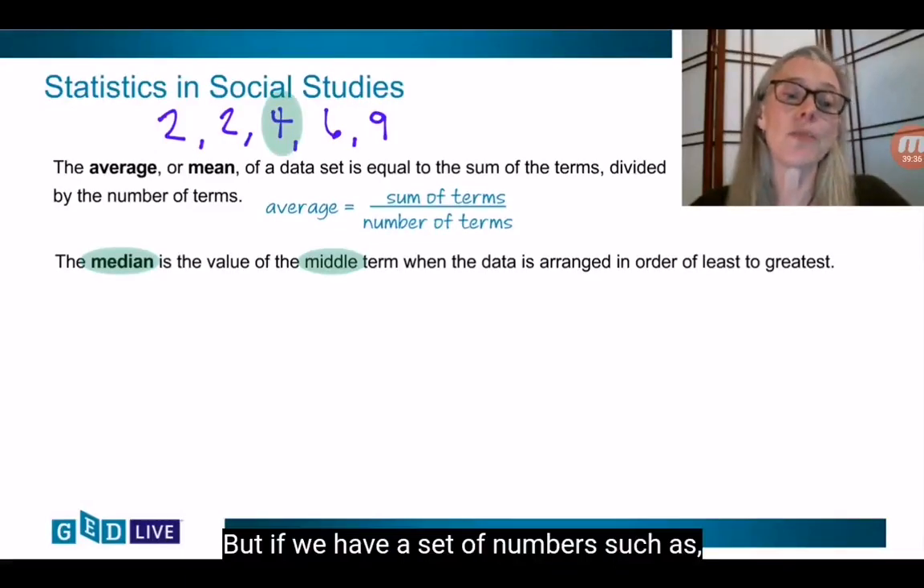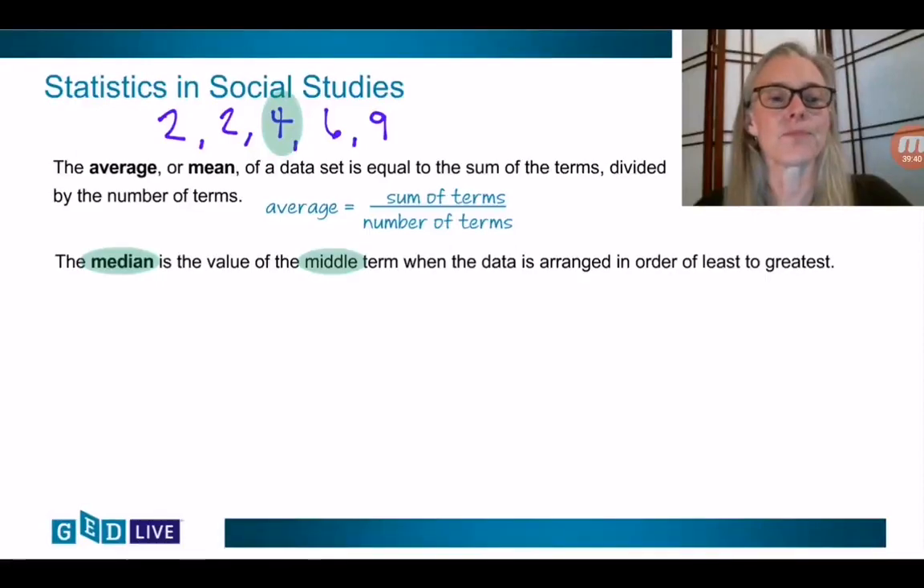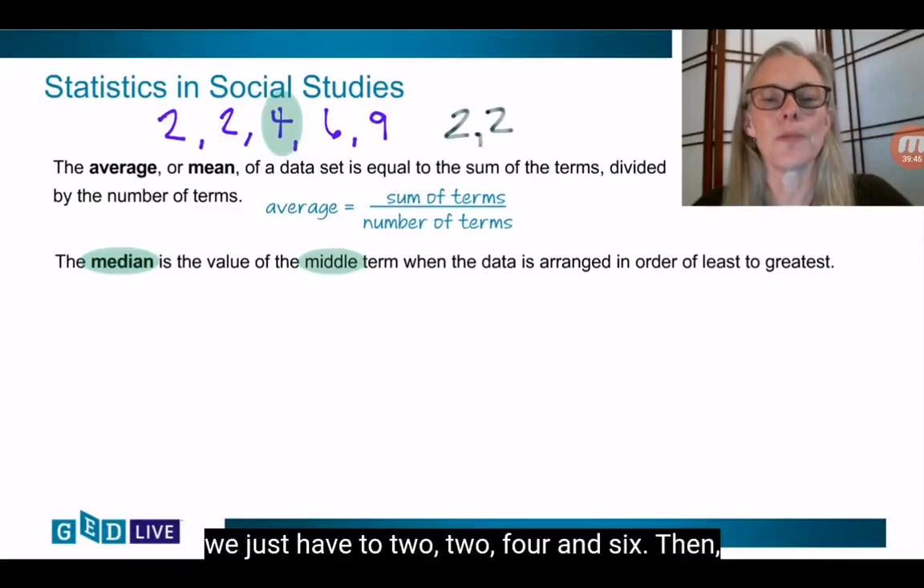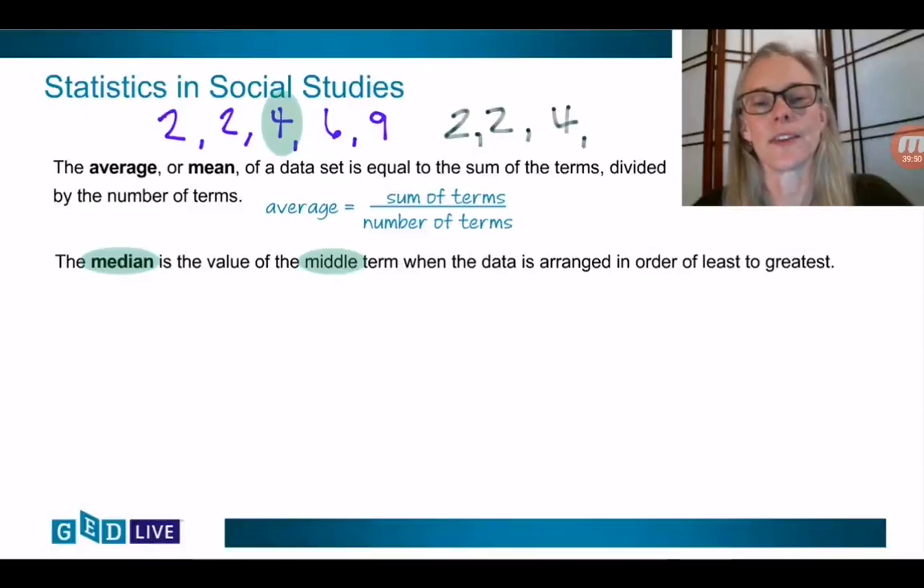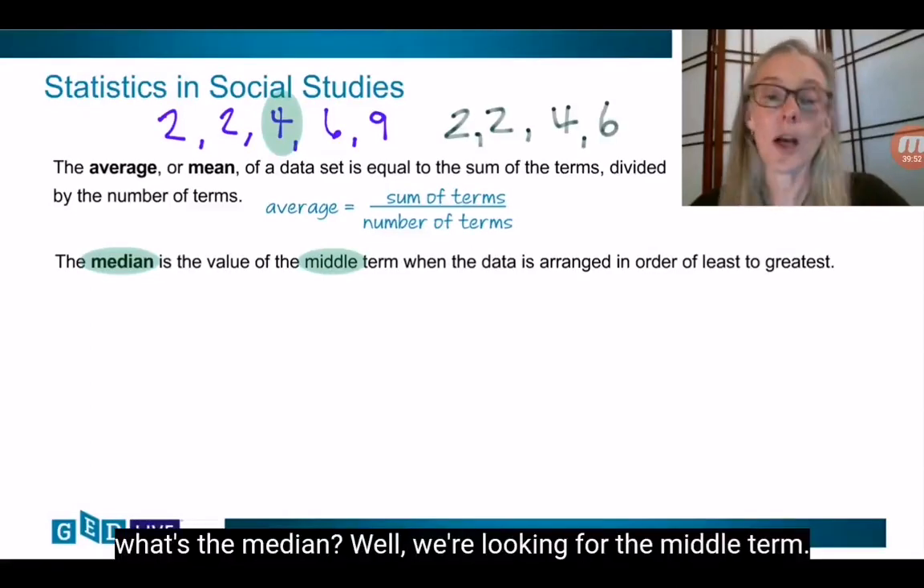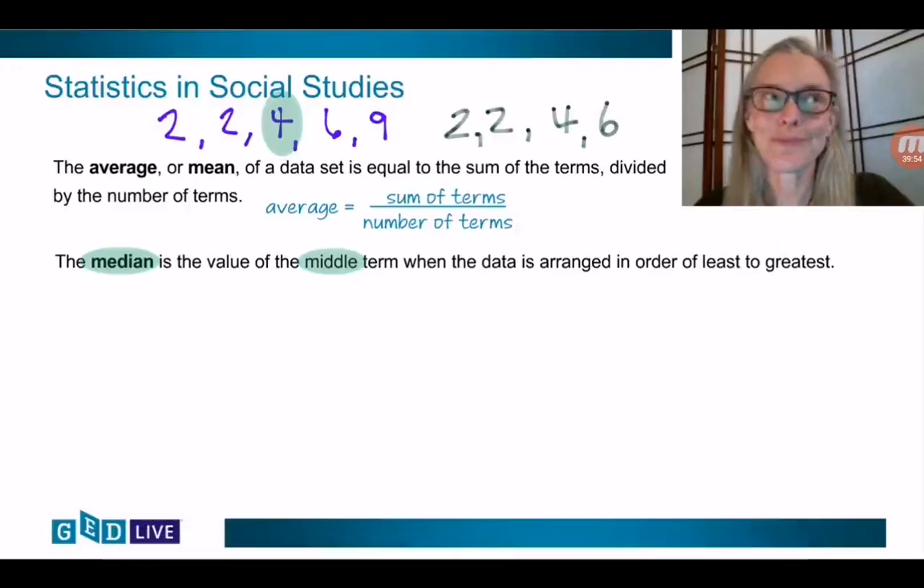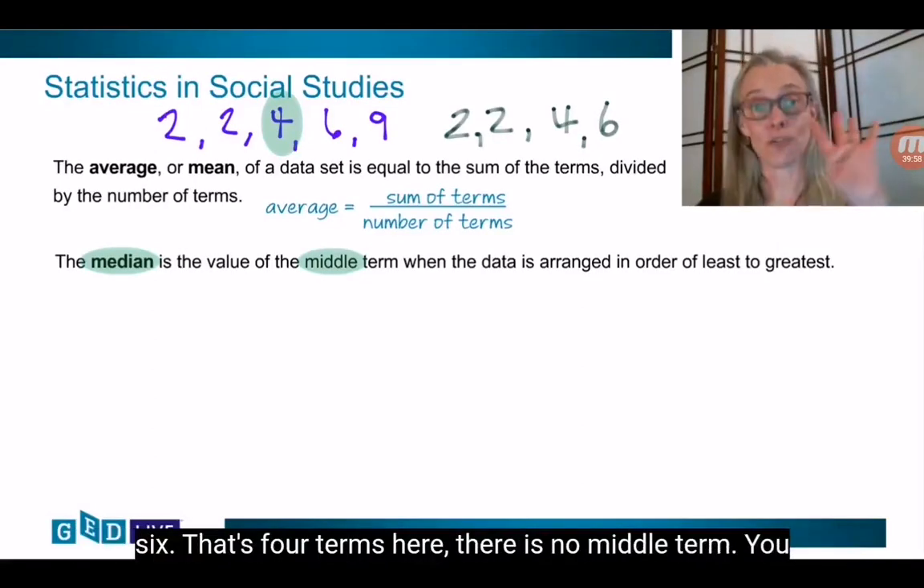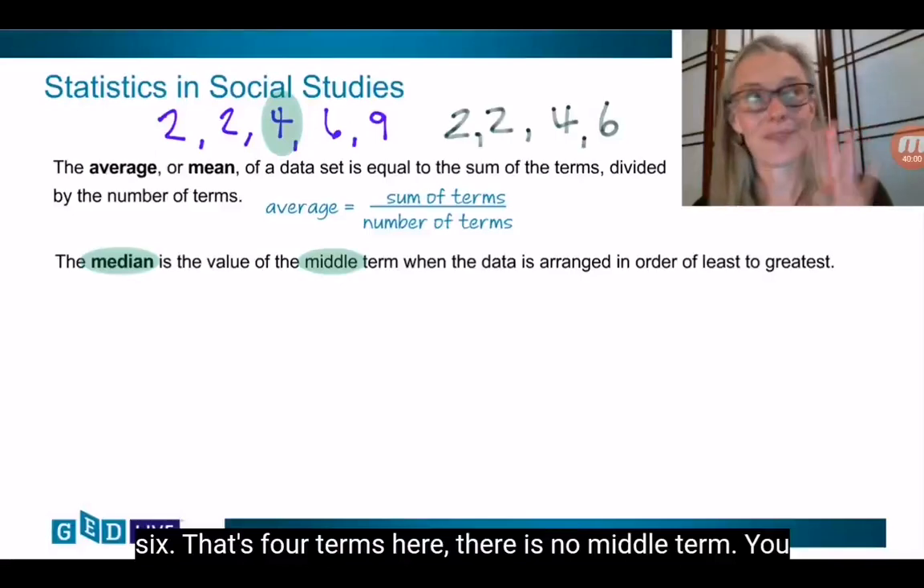But if we have a set of numbers such as, let's just use the same numbers, but we'll leave one of them out. Say we just have 2, 2, 4, and 6. Well, then what's the median? Well, we're looking for the middle term, but when you have an even number, notice we have 2, 2, 4, 6. That's 4 terms here. There is no middle term.